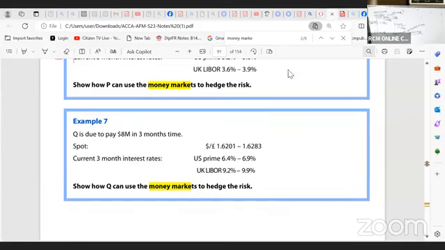So now we are doing example 7. Let's see who will be able to be the first to get it right. We are only doing those 2 questions, and we shall never again do any other question by market. Totally.